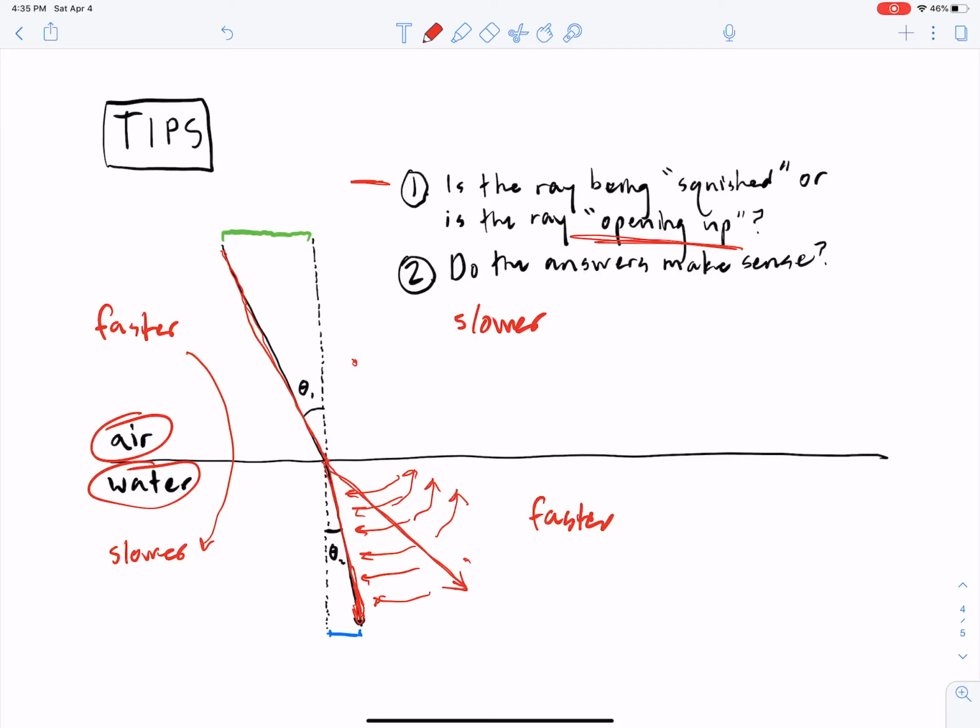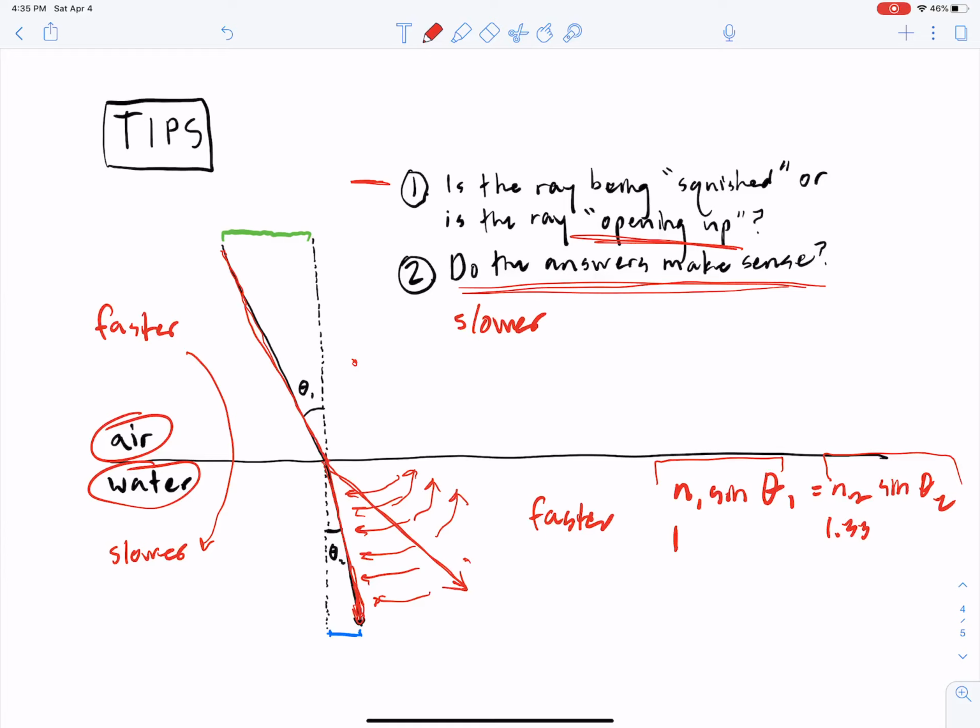Another thing is, when you're doing problems with Snell's Law, ask yourself, do the answers make sense? So let's consider Snell's Law one more time. N1 sine theta 1 equals N2 sine theta 2. We know that both of these sides obviously have to be equal to each other. We also know, given the previous problem, say that this N1 is 1 and N2 is 1.33. Those are our knowns. Then you have to solve and say you get an answer for theta 2.